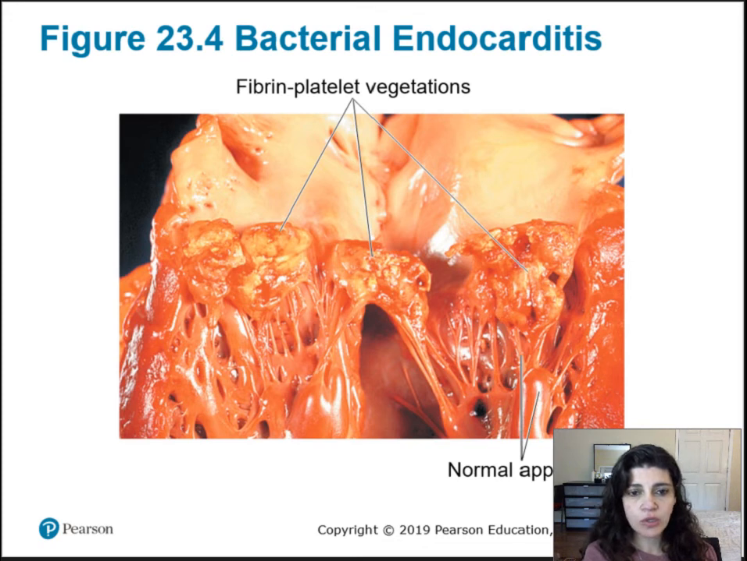This is how it looks when the valves or the endothelium of the heart is infected, okay? The normal appearance would be this. You see these little cords are like the little tendons to open and close the valves, and then look how swollen and gooey and full of clots the tissue looks when it's infected, okay?